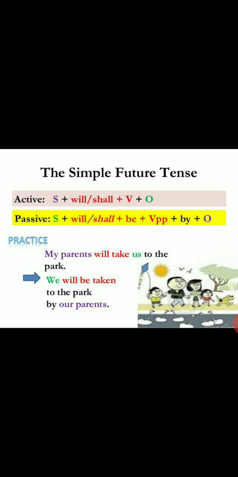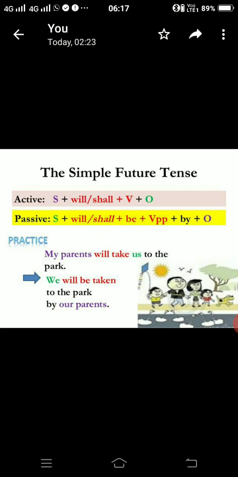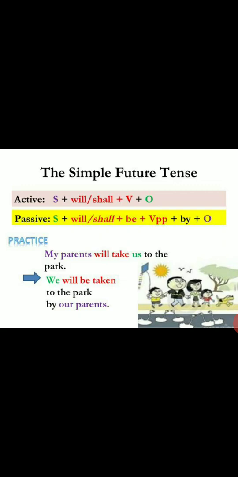So let's see, students, what happens in simple future tense. Its active structure is like this. Subject comes in the beginning, then it is followed by either will or shall, then first form of the verb, then object. What happens in passive? In passive, the object becomes subject, so it comes in the beginning. Then will or shall plus be plus third form of the verb, which is called past participle form, plus by plus subject. Here instead of S and O, there should be O and S.